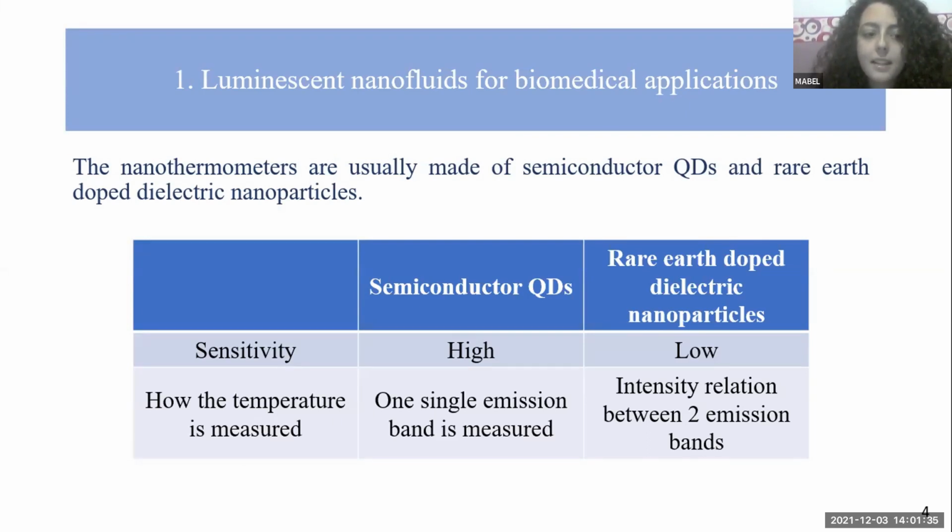Hence, we decided to prepare luminescent nanofluid made of inorganic halide perovskite quantum dots, as their sensitivity is higher, and we dope them in the B position to tune their photoluminescence in order that they emit in the first biological window and can be applied in nanothermometry.